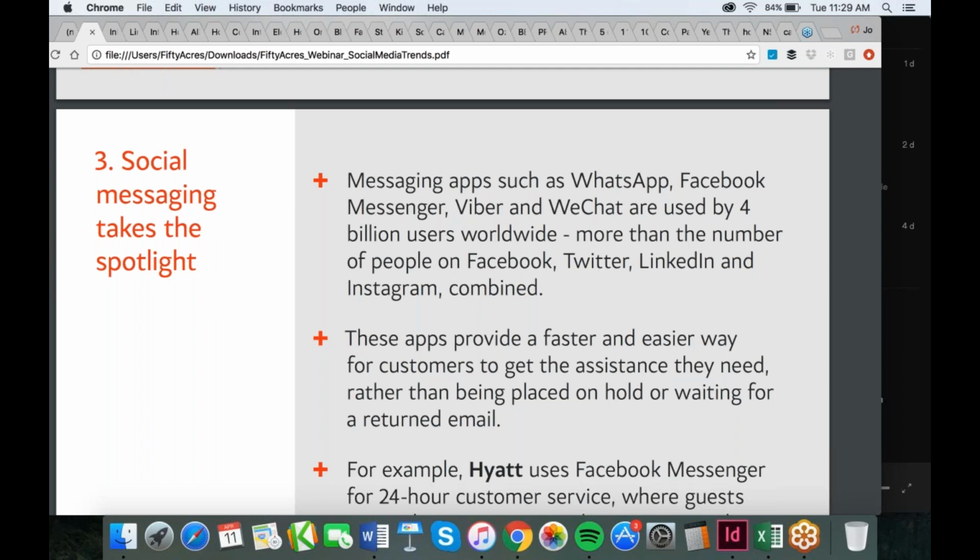WhatsApp, Viber, and WeChat are used by 4 billion users worldwide, more than the number of people on Facebook, Twitter, LinkedIn, and Instagram combined. I must admit, I actually don't use many of those myself. I use email for my business, and most people that I communicate with do.